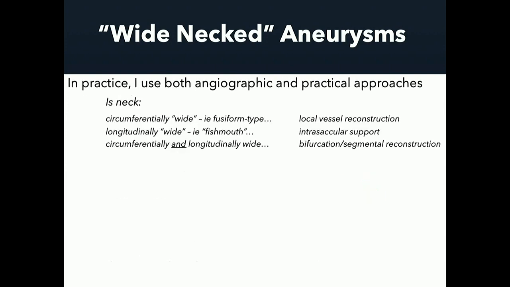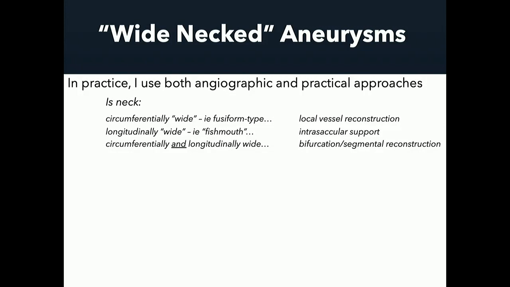So practically speaking, I use both approaches. I look at the width of the neck, I look at the aspect ratio of the aneurysm, but I also look at how difficult I think it might be to get in, and I do some measurements. But broadly speaking, the necks of aneurysms fall into a few categories. There are the ones that are more or less circumferential with a fusiform type pattern, and these require a local vessel reconstruction. Just getting the neck of these is often not enough because there isn't much of a neck. You actually need to rebuild the vessel in that local segment.